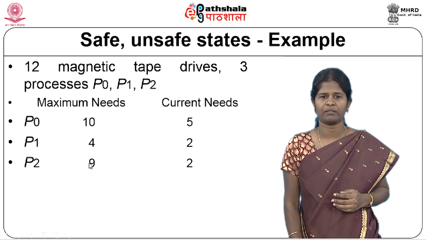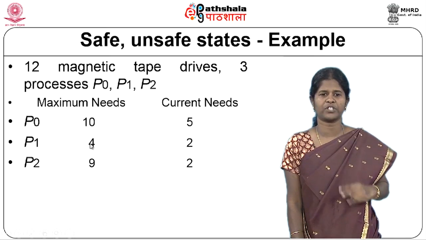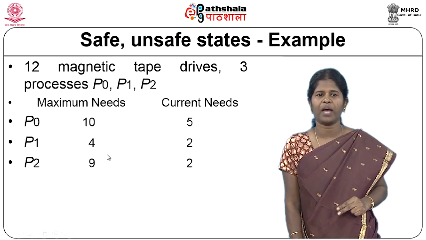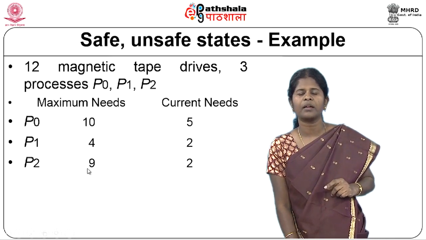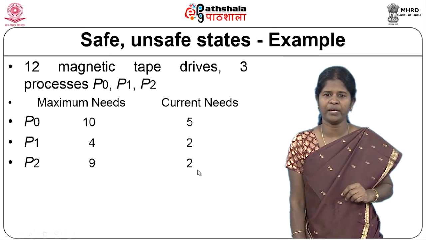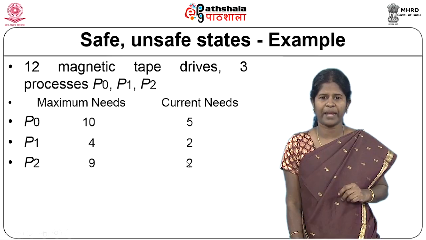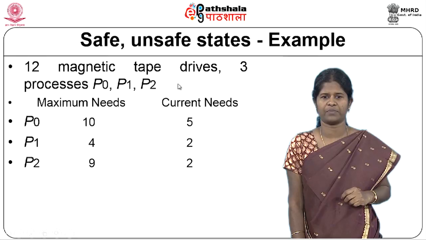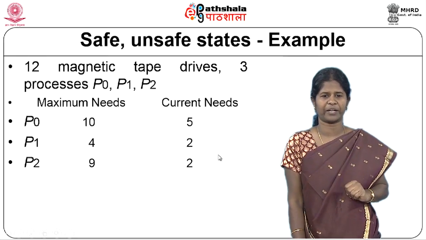And P1 is currently using 2 tape drives and it will request 2 more in the future. P2 is currently using 2 and it will request 7 more in the future. So, currently how many tape drives are allocated? 5 plus 2 plus 2, 9 tape drives are currently allocated out of the total 12 tape drives. So, how many are free? You have 3 tape drives which are free.